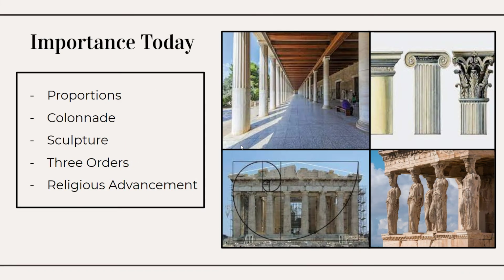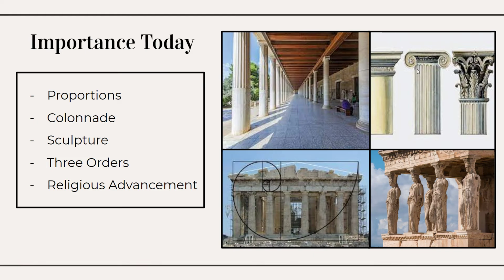Now the importance today, we have the proportions. Everything was all proportionate. We have Fibonacci's code that came from it. We have the colonnade. We have the sculptures, the acanthus leaves, these beautiful sculptures on the Athena Nike. We have the three orders right here. And then the religious advancement, worshipping Athena and other Greek gods. It's all still seen today.